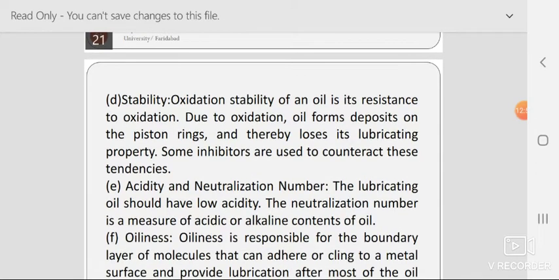Then stability. Oxidation stability of an oil is its resistance to oxidation.